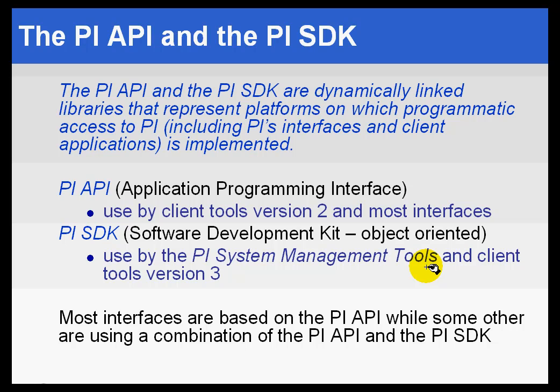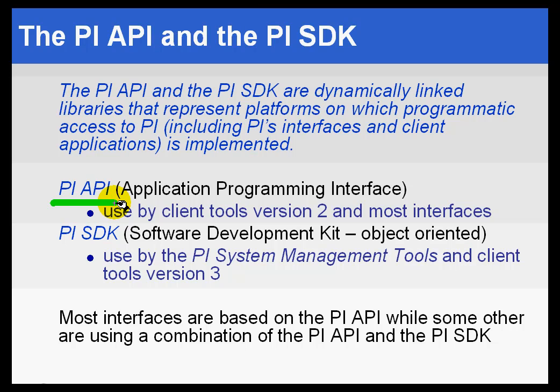The first of these is the Pi API and the PI-SDK. The Pi API and the SDK, they're defined, as you can see here, as, quote, dynamically linked libraries that represent platforms on which programmatic access to Pi is implemented. In other words, we have a couple of different methods, a couple of DLLs that allow us programmatic access to the Pi server, and it's upon these two different sets of DLLs that we have built all the client applications.